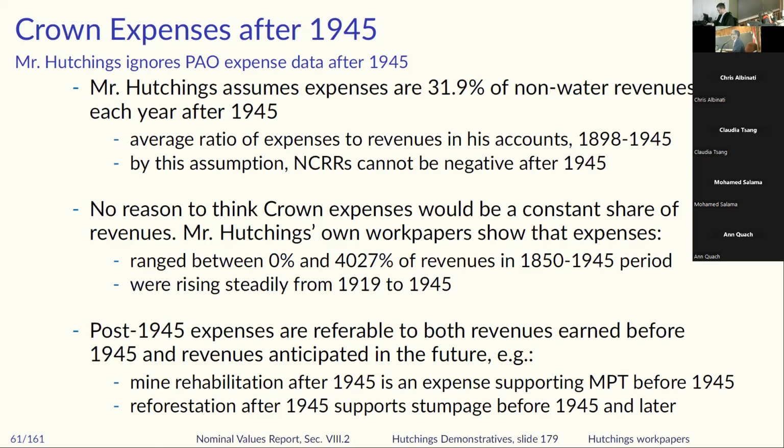The 31.9% is the average share of expenses in those revenues in his own accounts for each year between 1898 and 1945. So as we said, he did rely on data before that. He made different choices about inclusion than we did. Using his approaches and his accounts, the average value over those 47 or 48 years would be 31.9%. And he assumed that exactly that 31.9% should apply every year thereafter.